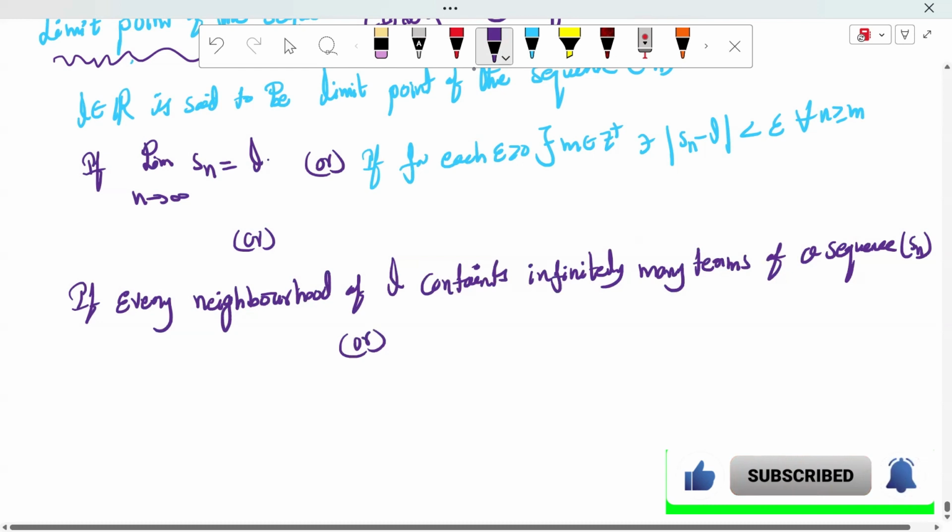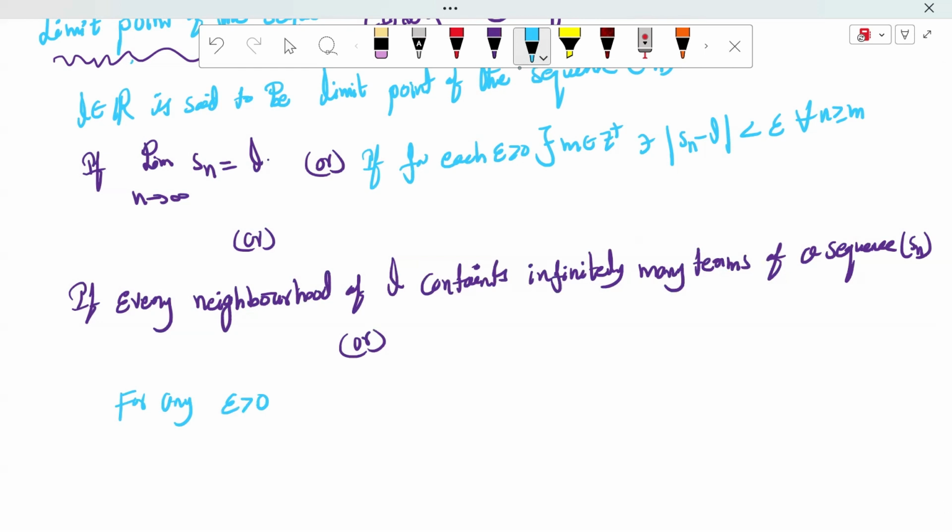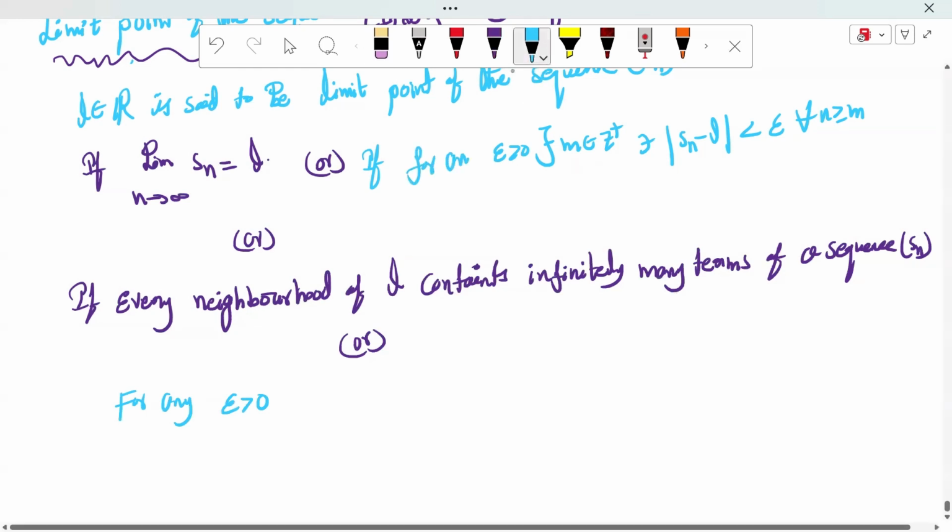For example, for any epsilon greater than 0 — for any, not for each; it is enough to mention for any — Sn belongs to the interval L minus epsilon comma L plus epsilon. So it is nothing but Sn belongs to the neighborhood of L with epsilon radius.